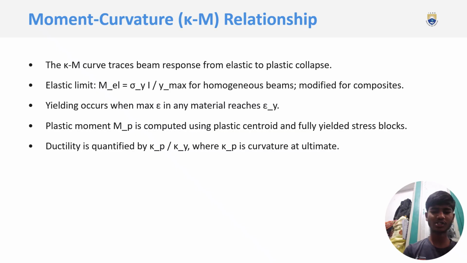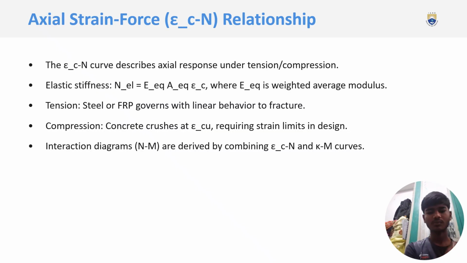Moment-curvature (M-k) relationship. The M-k curve traces beam response from elastic to collapse. Elastic limit: yielding occurs when the maximum material strain reaches epsilon y. The axial force-strain relationship: the N-epsilon c curve describes axial response under tension and compression.